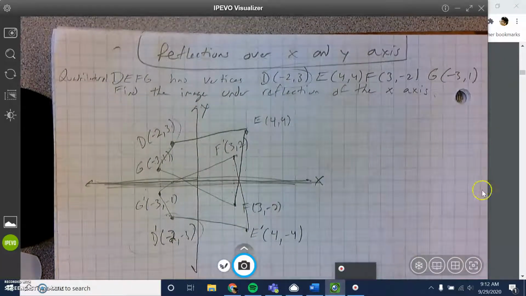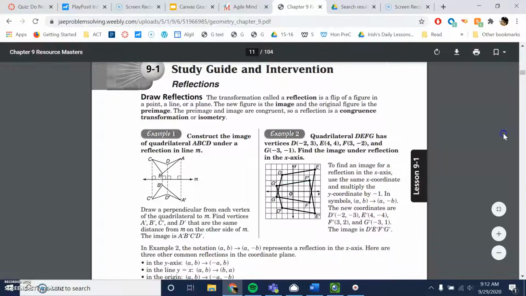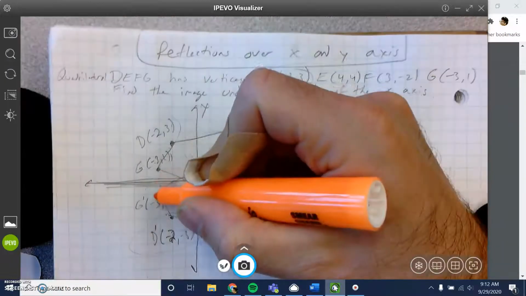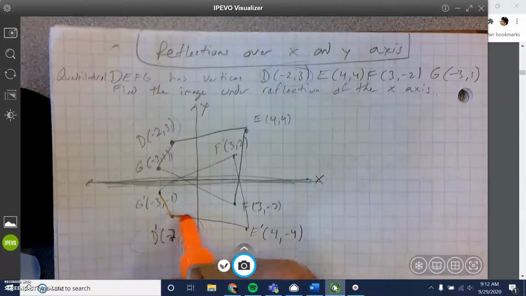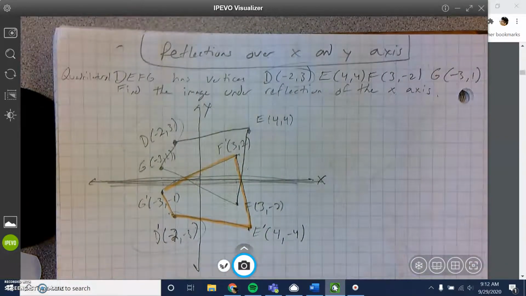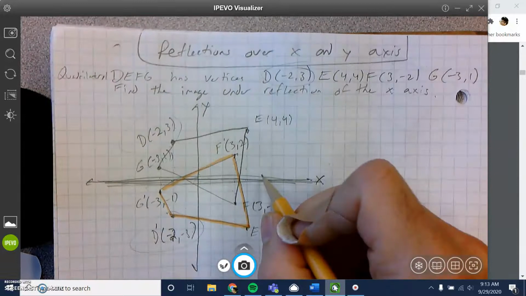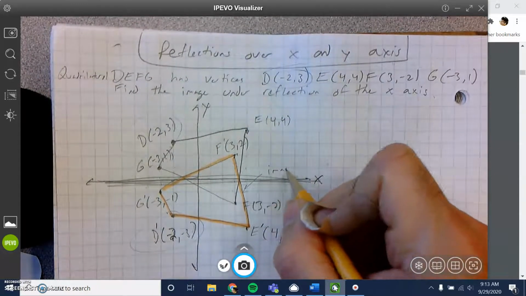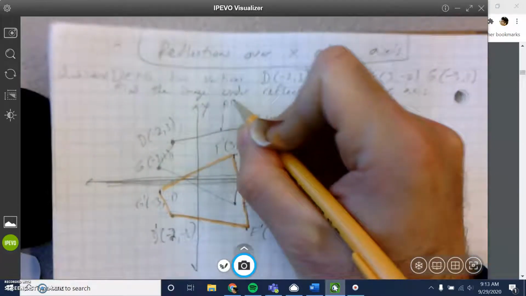There you go. Does that look like the picture in the example? Yeah, it does. Cool. So if you want to, you can. There you go. So this is your image right here with the primes, with the orange. This is the pre-image.